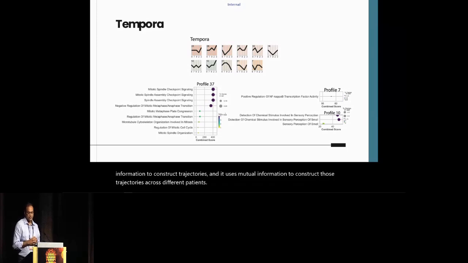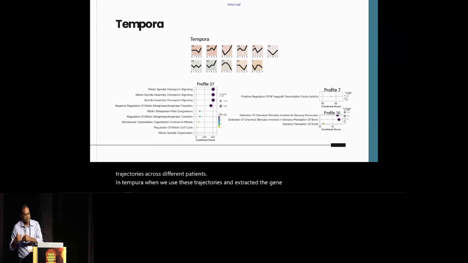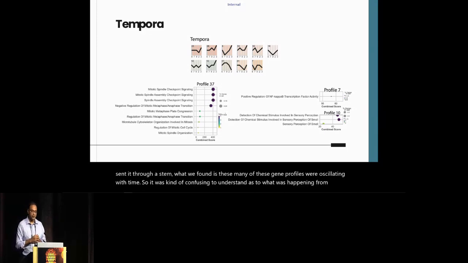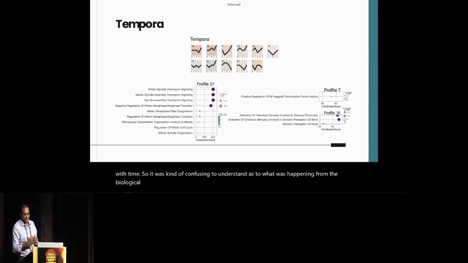In Tempora, when we took the trajectories, extracted the gene expression profiles and sent them through STEM, what we found is many of these gene profiles were oscillating with time. So it was kind of confusing to understand what was happening from the biological perspective. It did detect the sensory perception of smell, but again, the trajectory was oscillating, so we couldn't gauge whether the patients were improving or not.